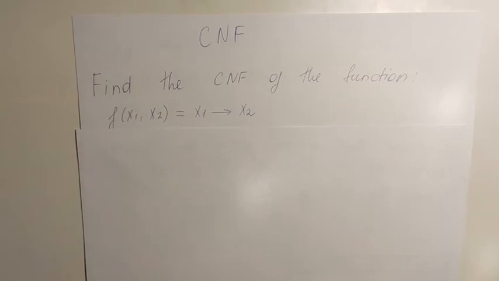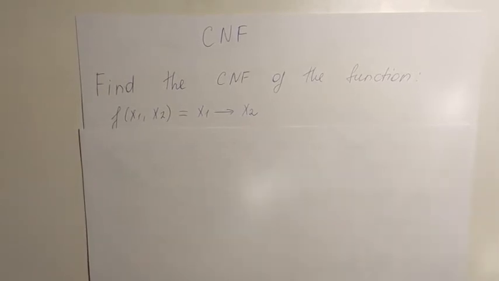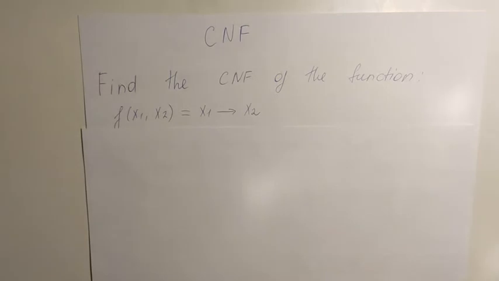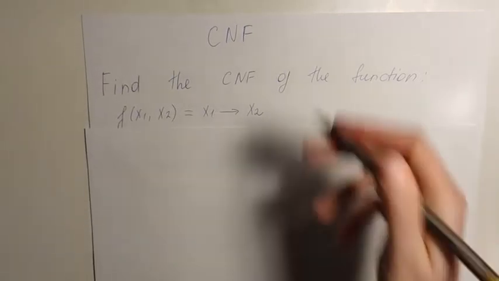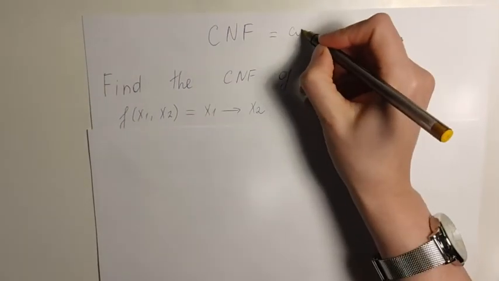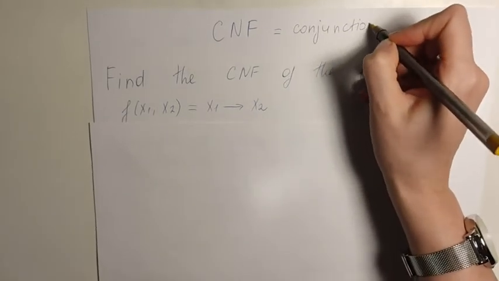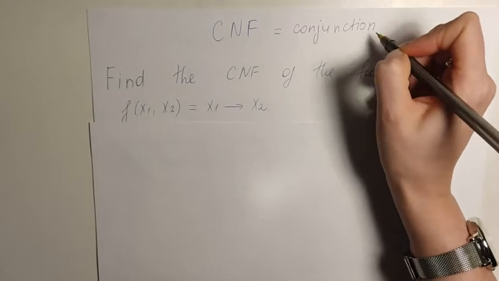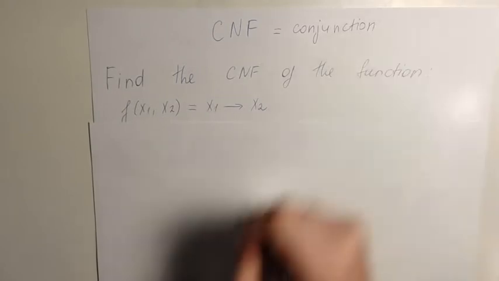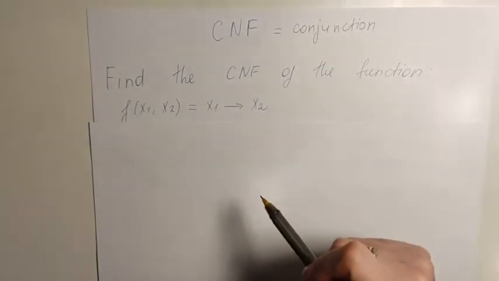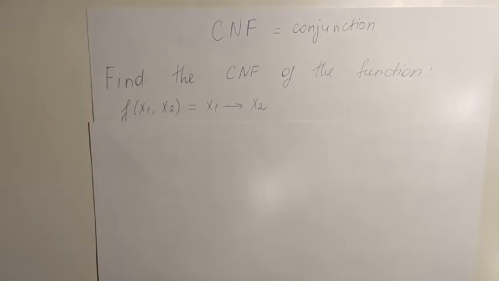Hi friends, today we will solve some problems about the CNF and DNF. What is CNF? CNF is conjunctive normal form and DNF is disjunctive normal form. CNF is about conjunction and DNF is about disjunction.